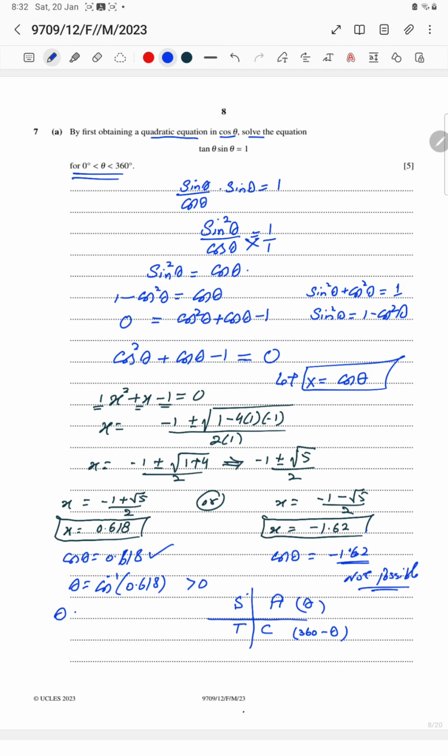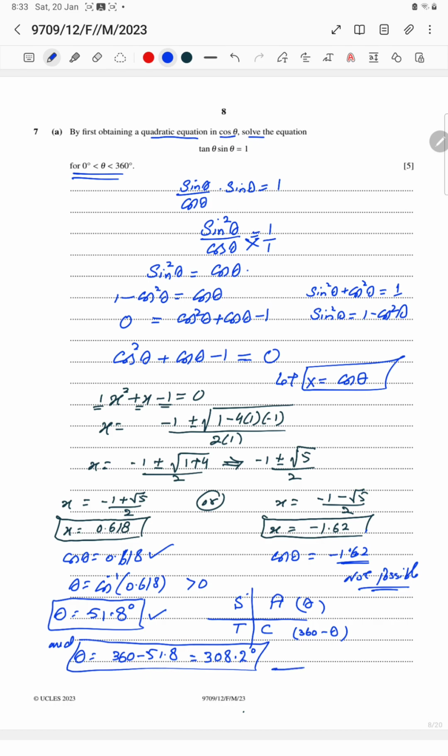So with the help of a calculator, theta becomes 51.8 degrees. One answer, and the second answer will be 360 minus 51.8. Let me do the calculation with the calculator. So we will get 308.2 degrees. So these are the two results asked for in this case. This is a 5 marks question. I hope you got it.